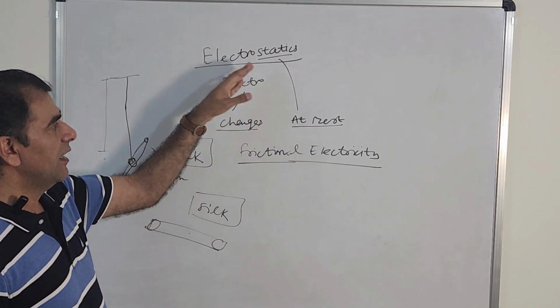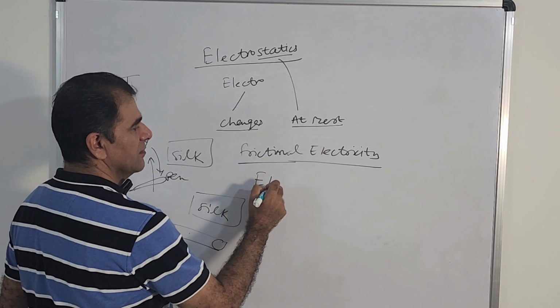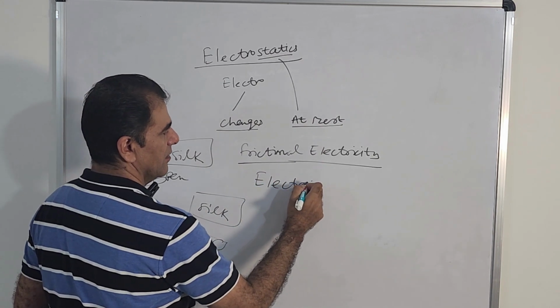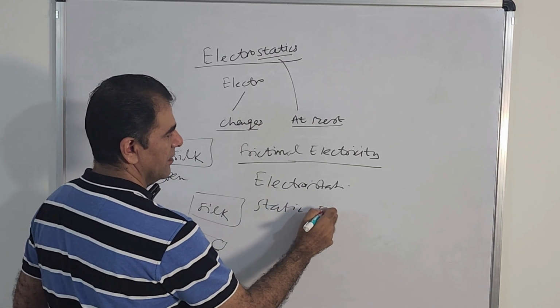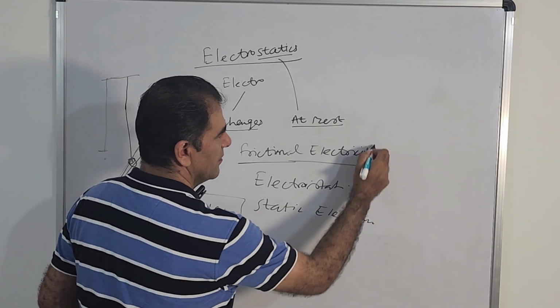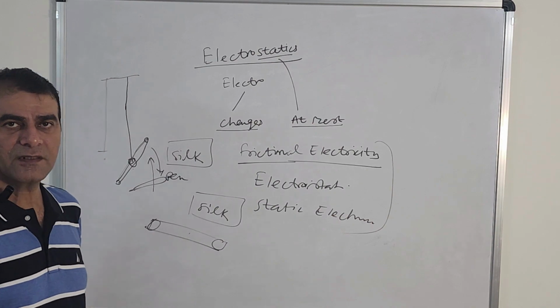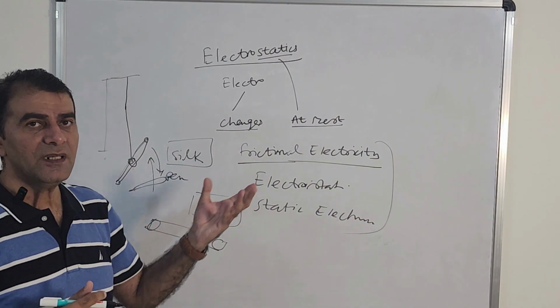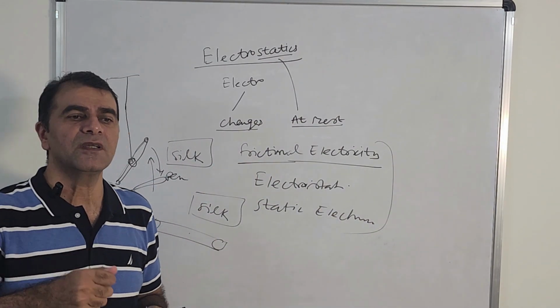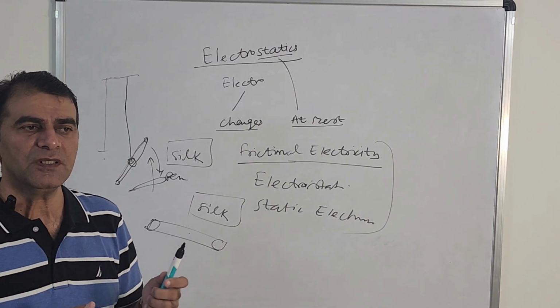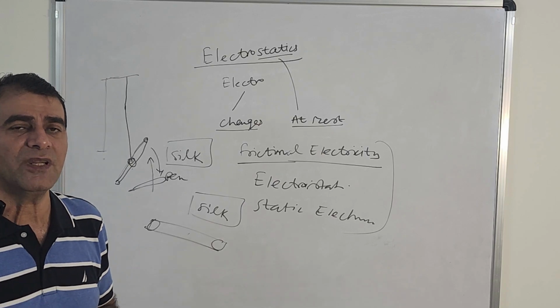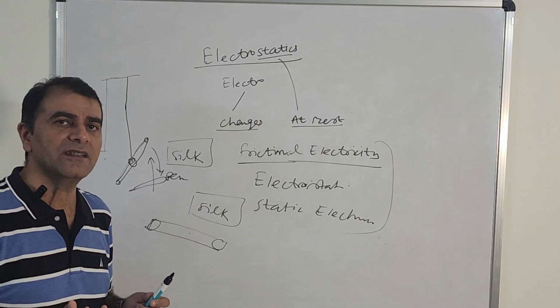This electricity and electrostatics, static electricity, these are all the same, right? So frictional electricity means when you rub something with another thing, there is a transfer of charge from one body to another. We will see why it is happening actually, what is the physics behind that.